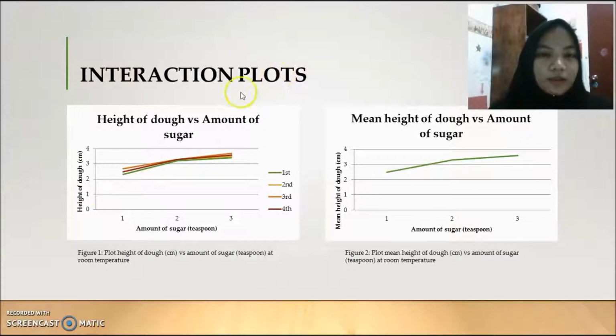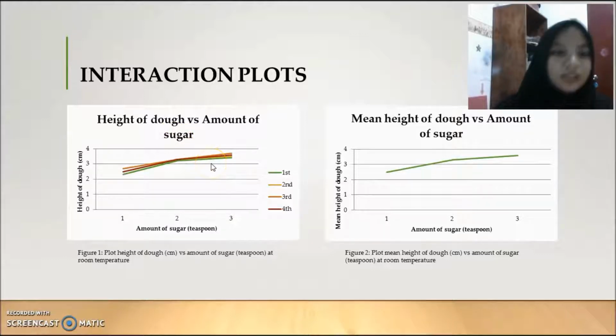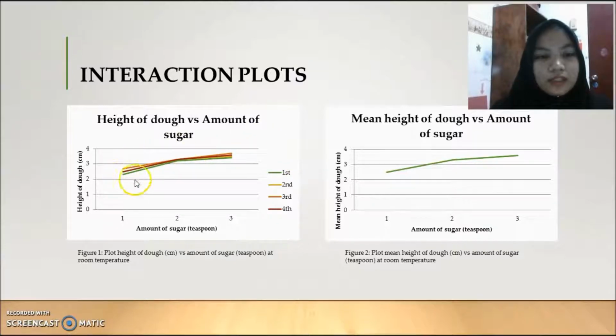Okay, for the interaction plots, we plot graphs for part A, which is the water at room temperature. Figure 1 shows the plot of height of dough versus amount of sugar at room temperature. Here are the 4 trials. All show an increasing trend, but we can see that the third trial had the maximum height of dough, which is 3.6 cm, where the amount of sugar is 3.